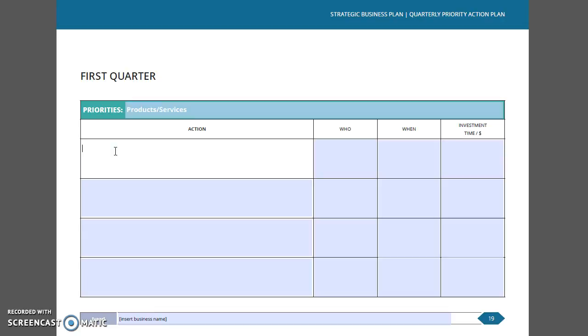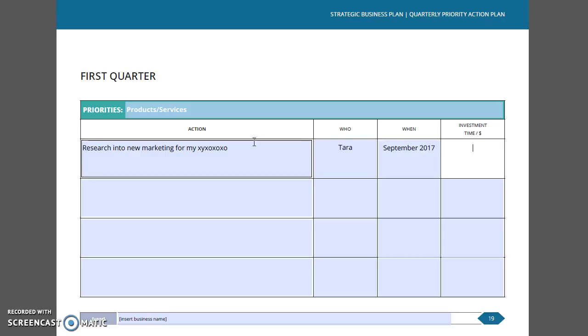And again, perhaps I'm going to do some research into new markets for my whatever it is that I sell. Who's going to do it? I am. When am I going to do it? September is the launch date, and what's the investment of time? It's probably going to be about 15 hours. So that's what you can put here. That's the level of detail you're going to do. So remember, this is the first quarter. So depending on when you're doing this, that's when these dates will be in the first quarter.